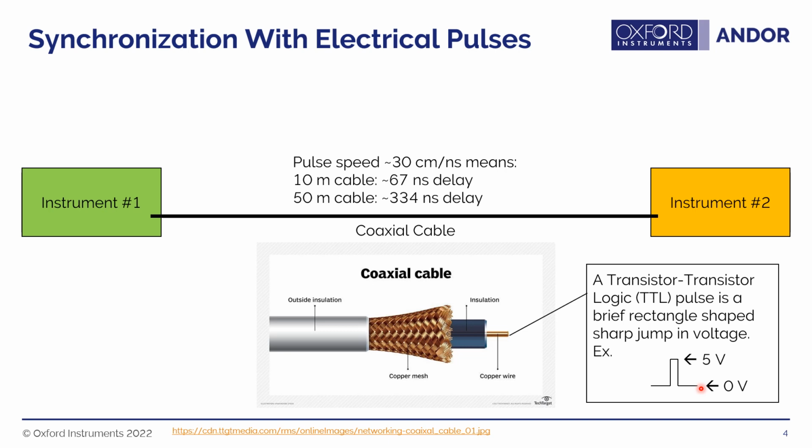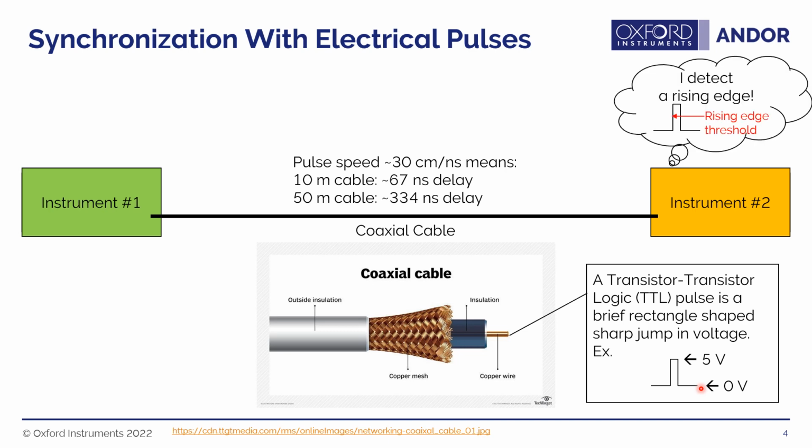Whereas if you have a relatively longer 50-meter cable, it can take up to, say, around 334 nanoseconds for that pulse to travel from instrument 1 to instrument 2. So once that pulse arrives at instrument 2, it needs a way to detect that pulse. What it's waiting for is a threshold voltage level that will let it know that a pulse has arrived, so that when the voltage goes from 0 volts and crosses that threshold, it knows to start doing its job.